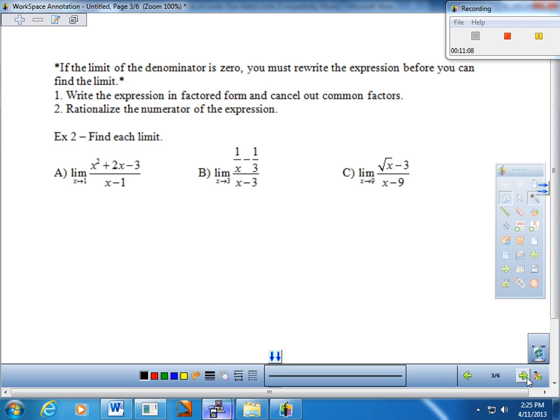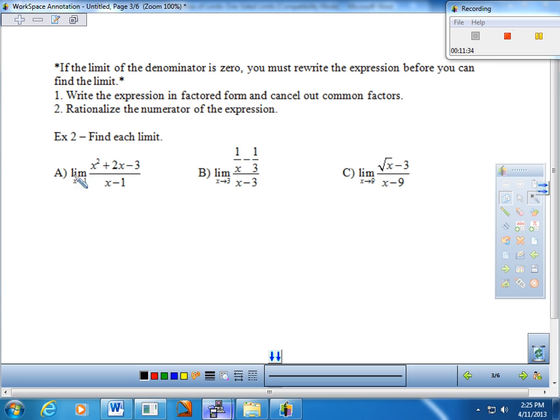Now, here's the unfortunate thing. It doesn't always work. So if the limit of the denominator is 0, you must rewrite the expression before you can find the limit. And so there are a couple different ways that we're going to go about doing this. Let's go ahead and take a look. Example 2, we've got an A, B, and C. And this is the type of algebra that you're going to work with in this next piece going forward, in our little calculus unit.